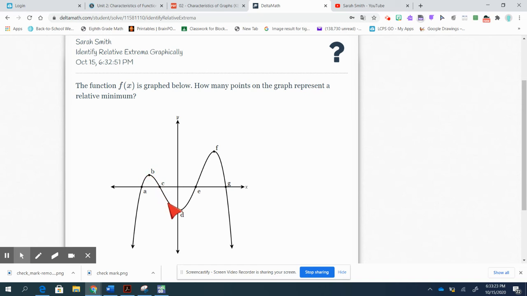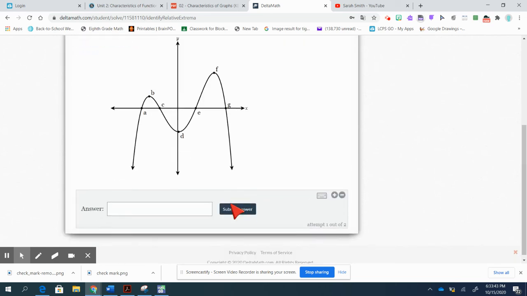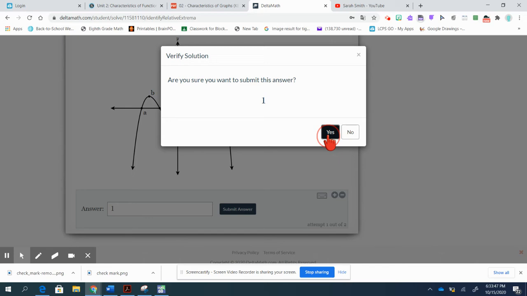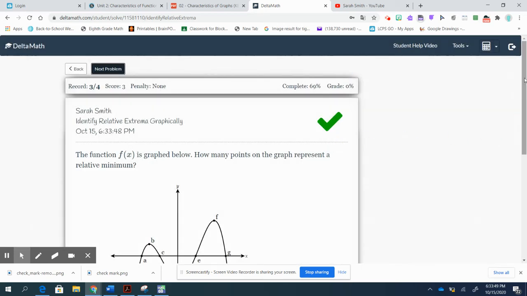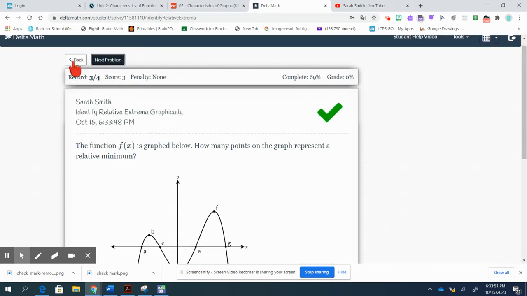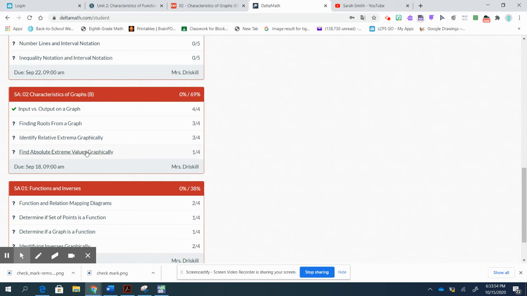Let me go down. And this is a relative minimum, and then up, and I guess this is our absolute maximum, but the question is asking how many points, not what they are, represent a relative minimum. So we have one relative minimum here at D. So we answer the question, we're just going to put in a 1 and submit, and that is correct. All right. Ooh, it looks like we're going to hopefully get to all of these.